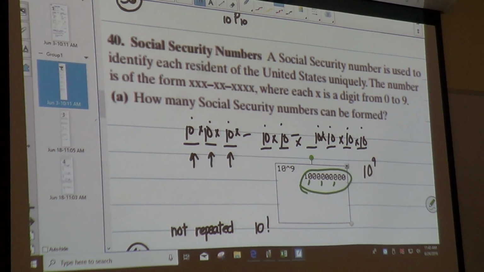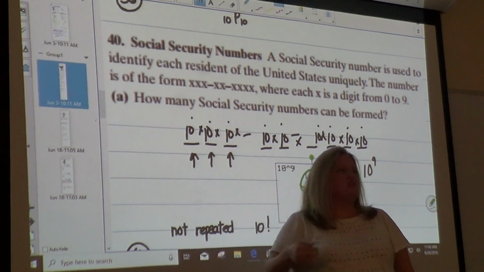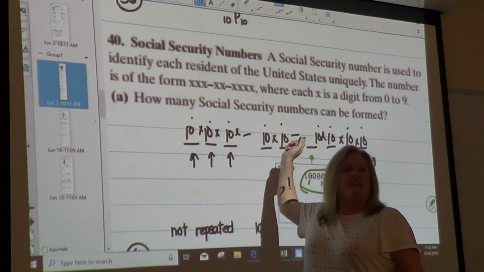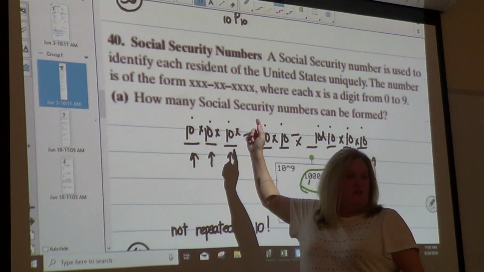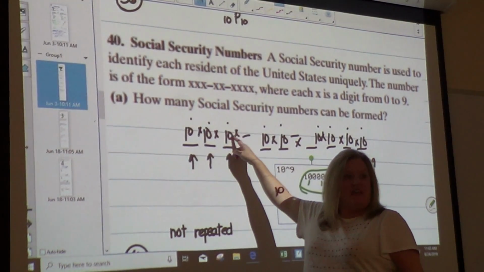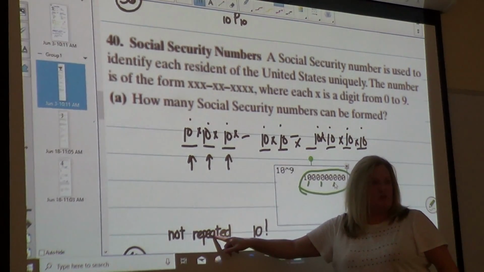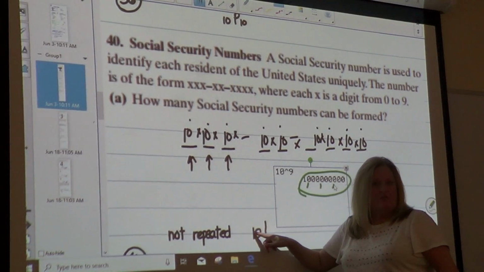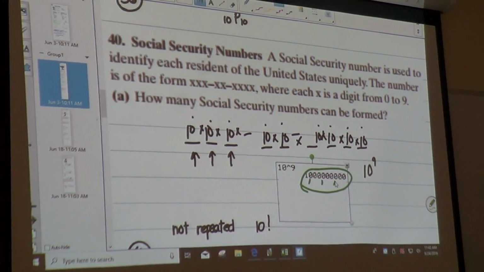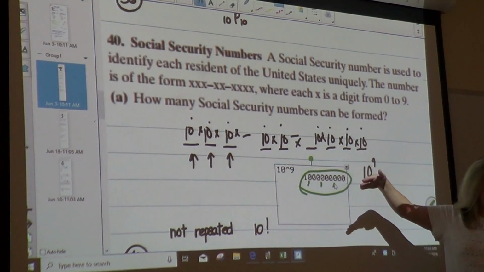So this is if every number can be repeated. Now, what if we said we're making new Social Security cards, or ID cards or whatever, and the numbers cannot be repeated? This would be 10, then what would this be? 9, 8, 7, 6, 5, 4, 3. So if we cannot repeat the numbers, it would be 10 factorial. You with me? So we're actually getting more Social Security numbers by them repeating.